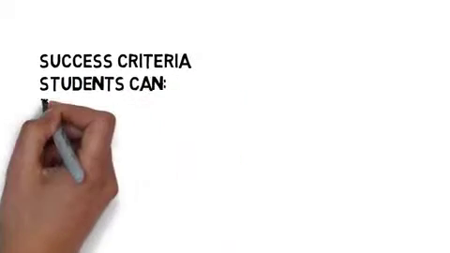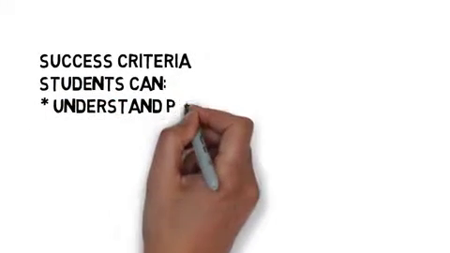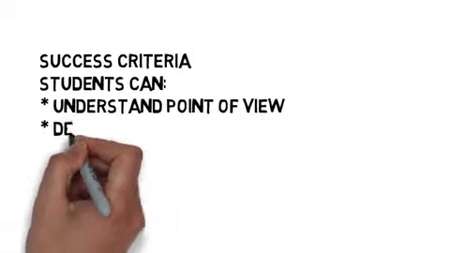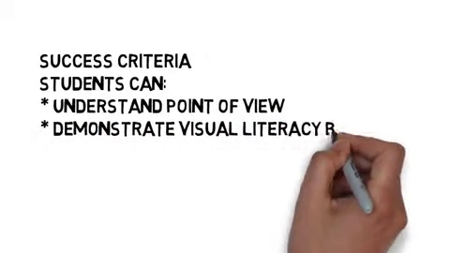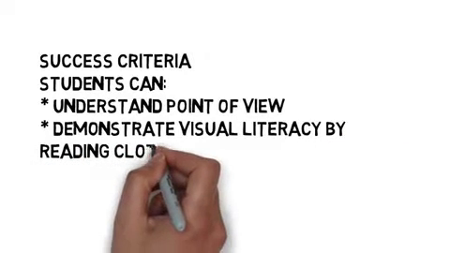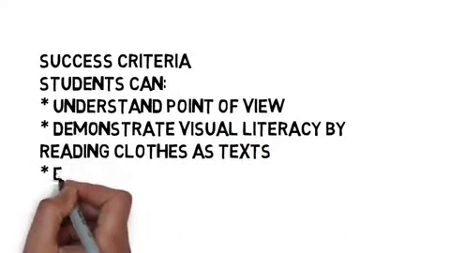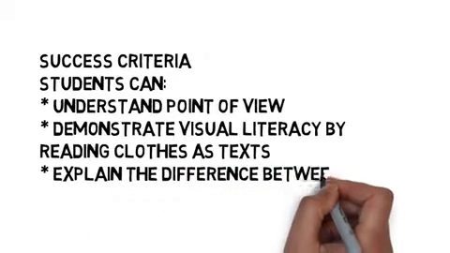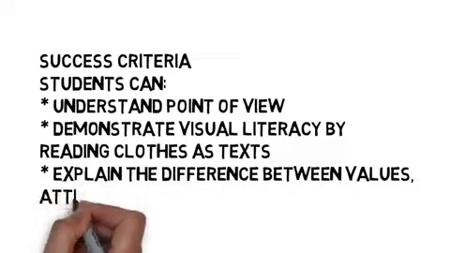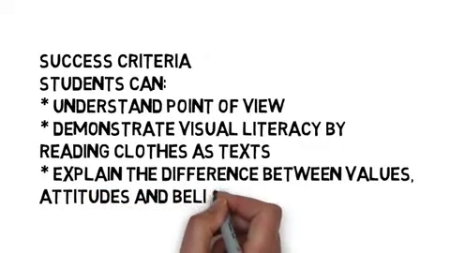The next stage is to explain the success criteria. That is, what will the students be able to do if the learning intention is achieved? In this example, they will be able to understand point of view, demonstrate visual literacy by reading clothes as texts, and explain the difference between values, attitudes, and beliefs.